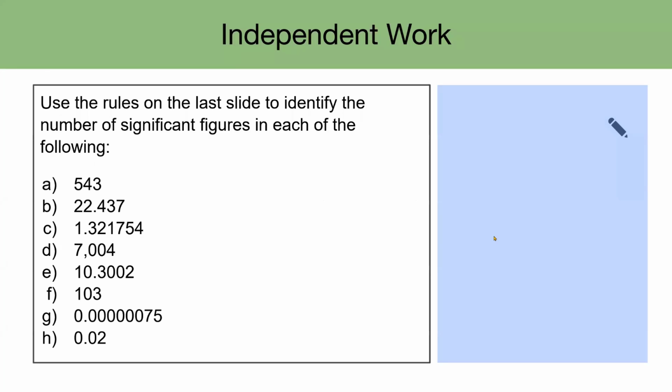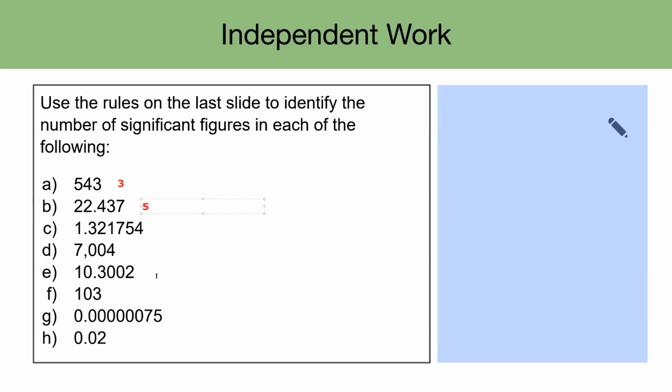So the independent work slide here is fairly straightforward. When we count the numbers, we can figure out the significant figures. So I'm going to highlight with my cursor and we're going to go through each one step by step. Letter A is 543. Well, all those numbers are not zeros, so this has 3 significant figures. Letter B, all of these numbers are not zeros either. Even though there's a decimal place in there, that's fine. It's still going to be 5 significant figures.